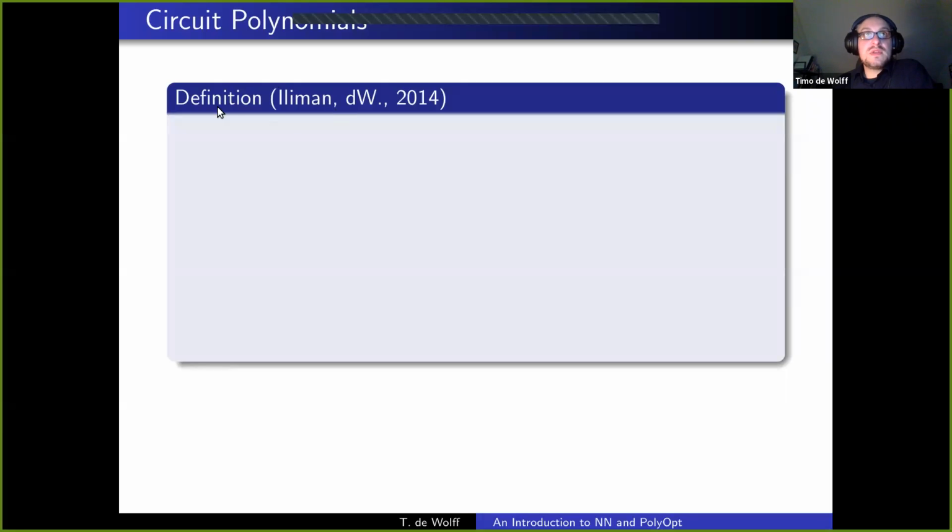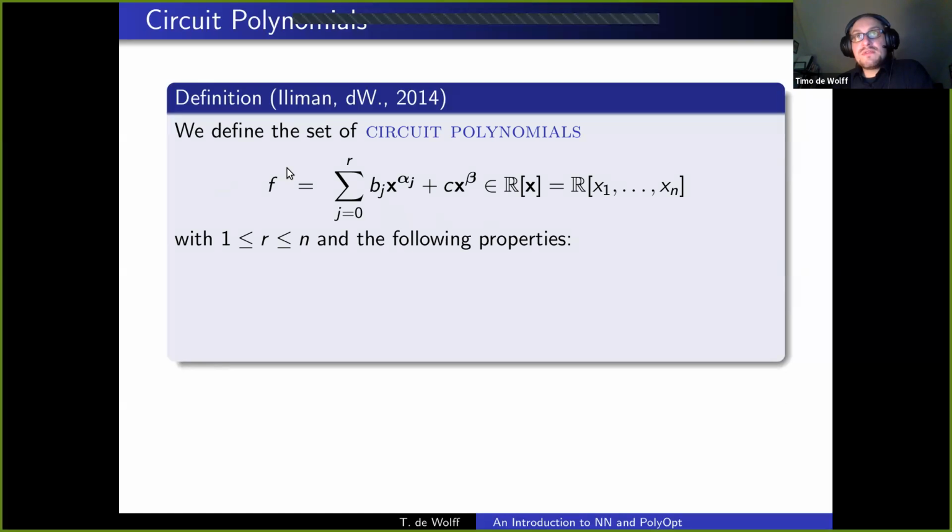And "we" here is Zadig Iliman and myself, and this was 2014, so it's already a while ago. This first definition is a little bit technical, but bear with me. I will talk through the conditions that come now and show you what it means. So a circuit polynomial is a particular type of sparse polynomial. Let's say we are in n variables. It has r plus 2 many terms, and it should satisfy 3 conditions.